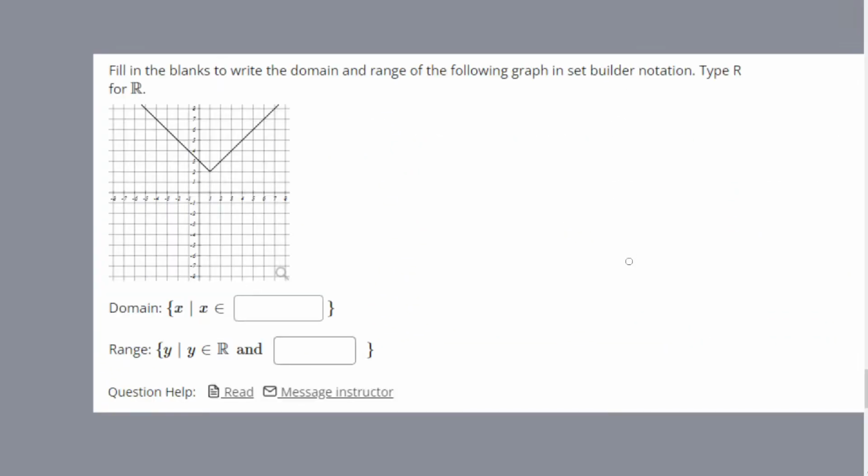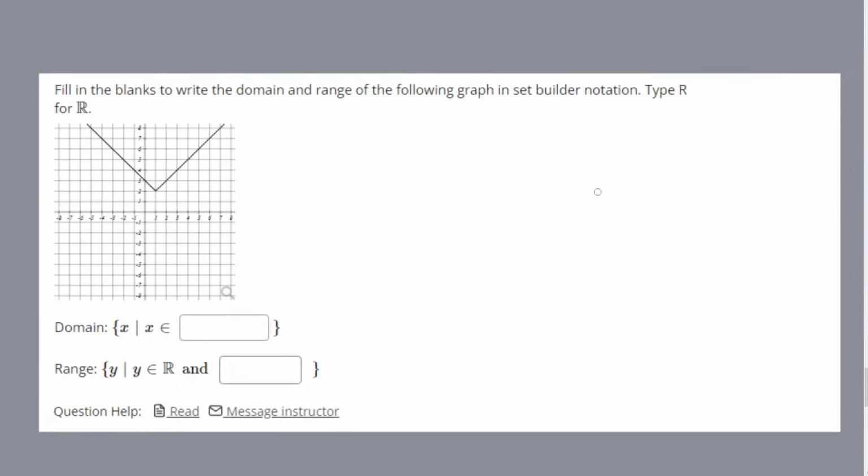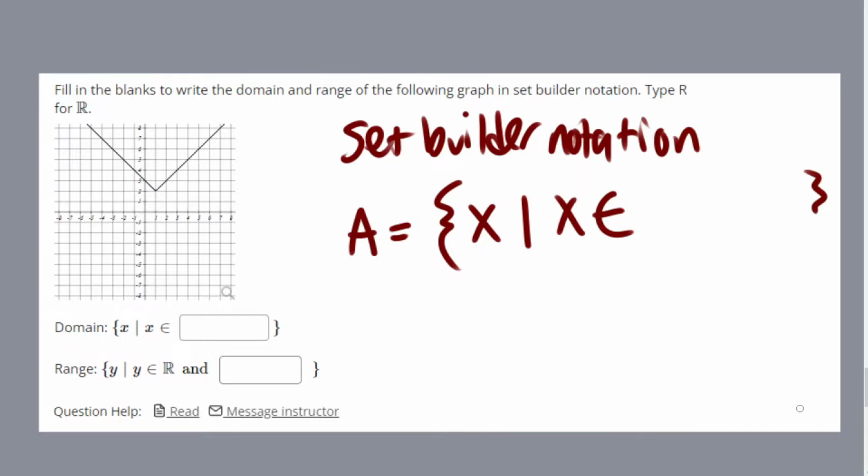This one's telling us to fill in the blanks to write the domain and range of the following graph in set builder notation. Now this is where some people get confused, and I was initially confused because I was unaware of how Lumen wanted you to deal with it. So basically, when we're talking about set builder notation, it's really weird. It's like a new language. When you're learning new math concepts, it's really just like learning a new language. This looks really wonky.